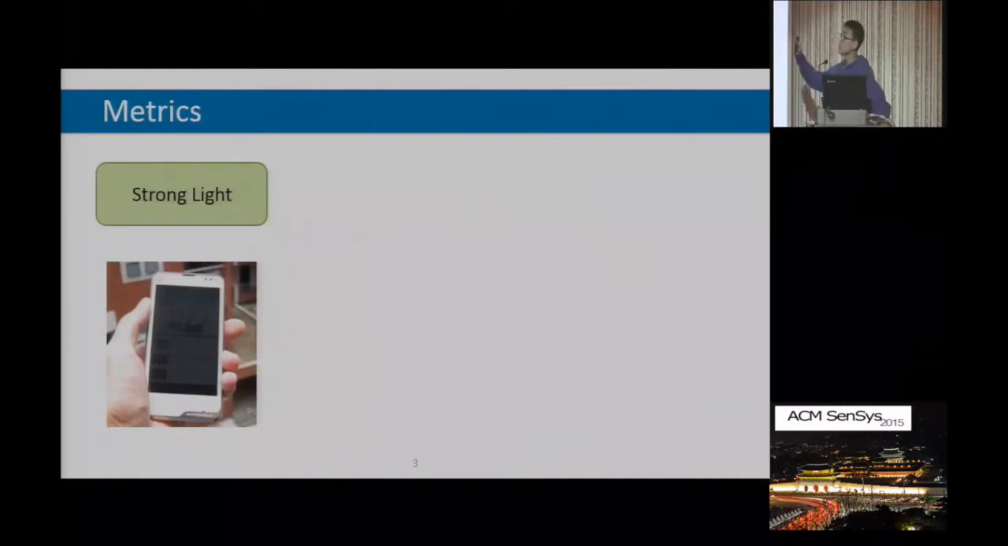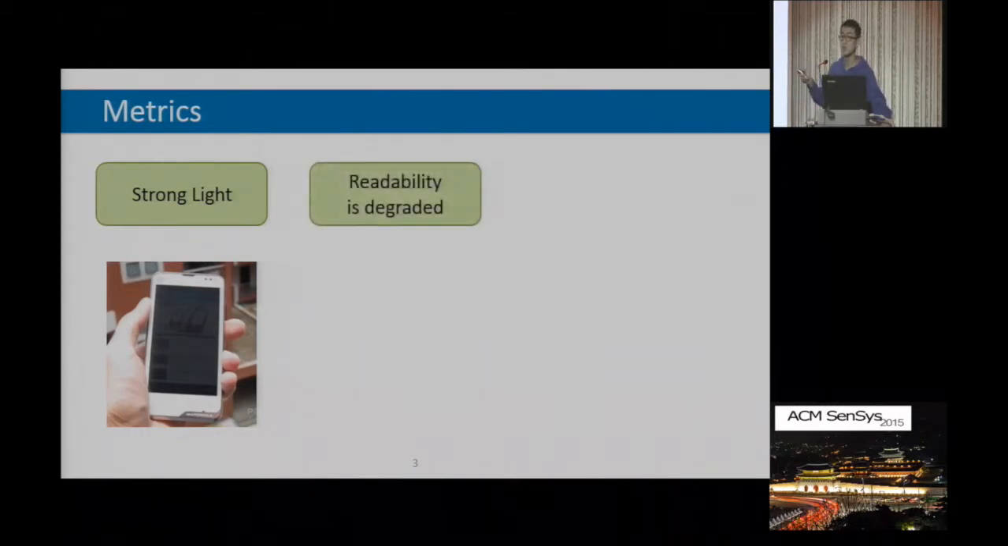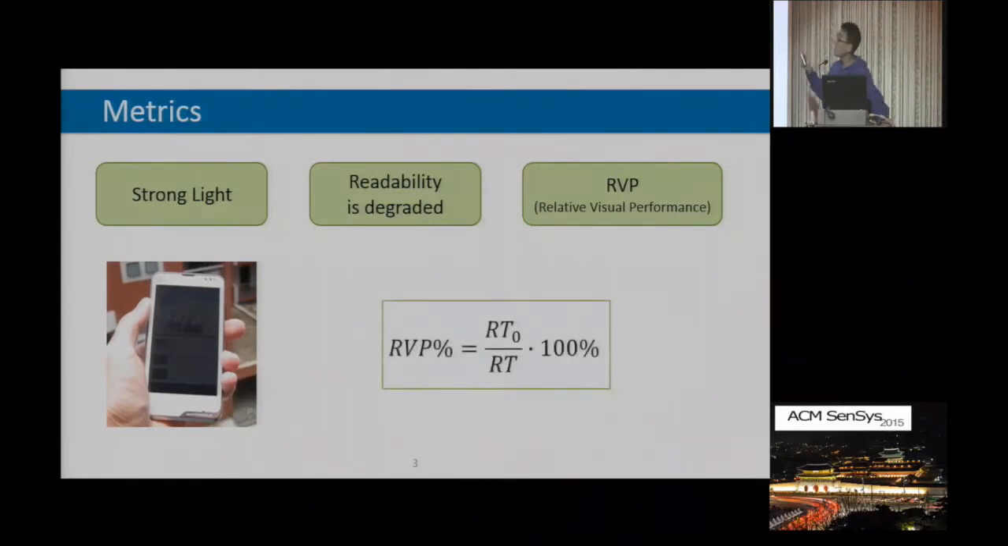The first metric is for under strong light. Under strong light, the screen is illegible and the readability is degraded. So here I will introduce relative visual performance to help. RVP equals RT0 over RT. RT0 is the smallest reaction time a person can achieve, and RT is the reaction time that this person achieves under a specific condition. So RVP implies how fast a person can react to a specific subject. Usually an RVP over 80% means good readability.